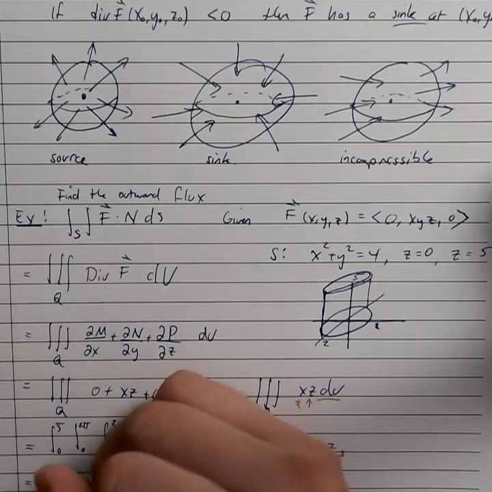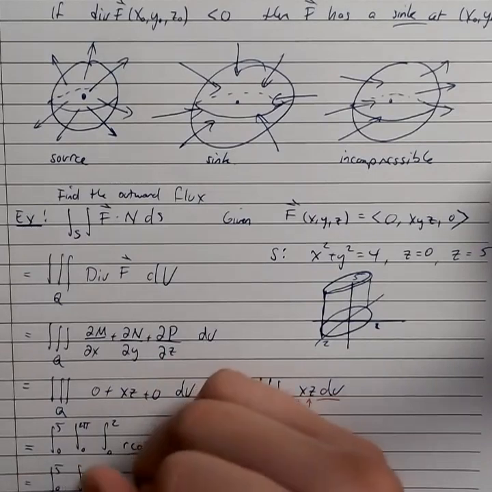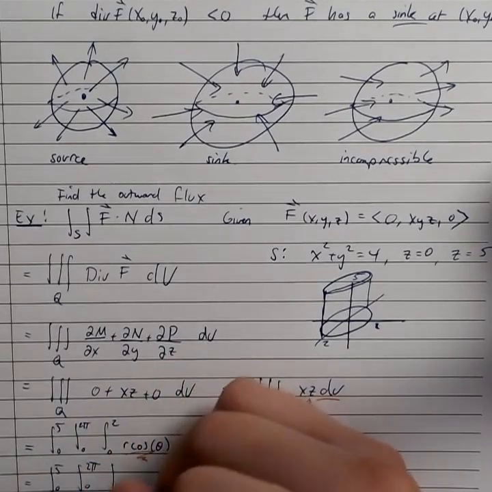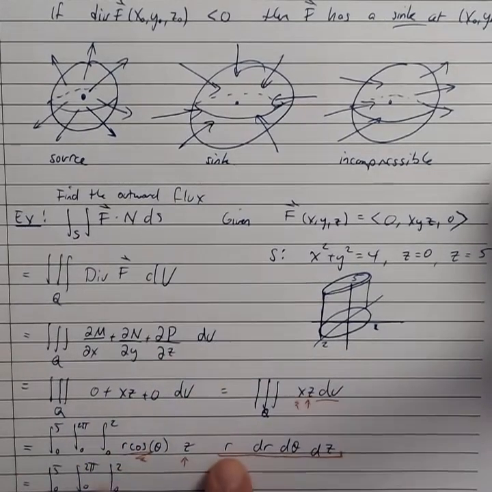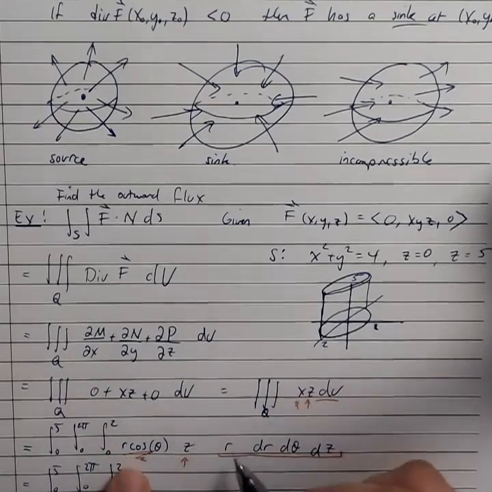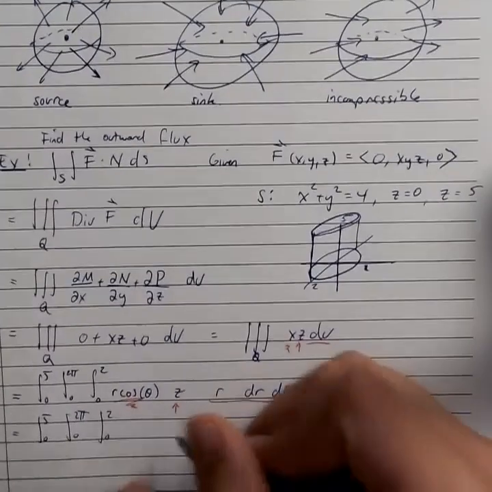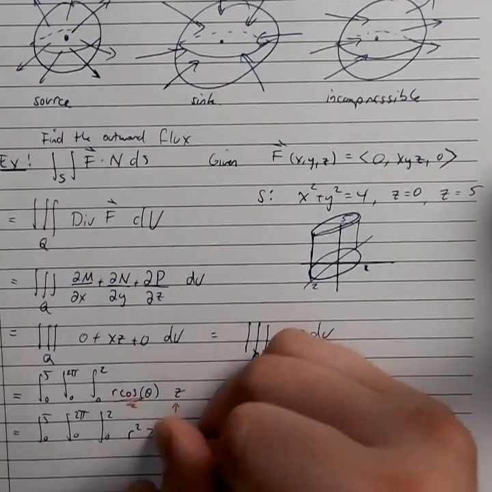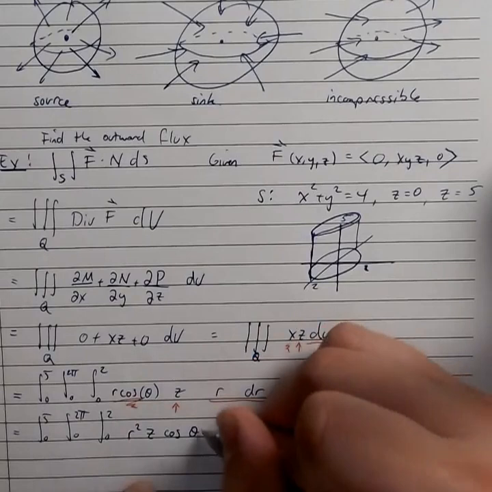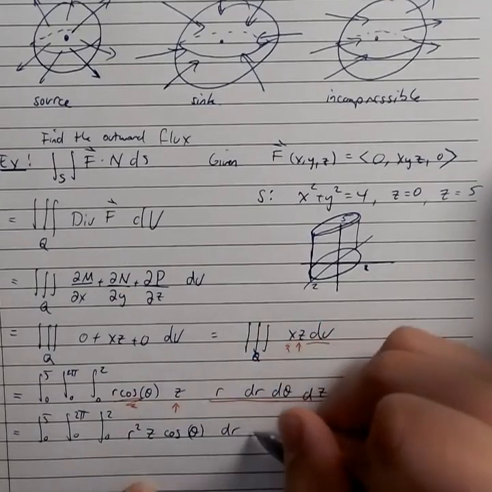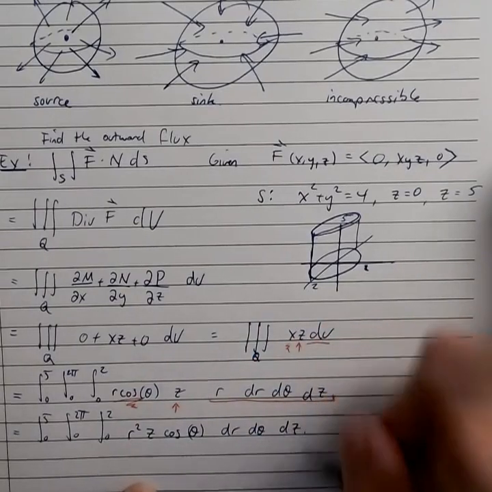So here that's going to be the integral from 0 to 5, of the integral from 0 to 2π, of the integral from 0 to 2, of r times z times cosine of theta times another r. Okay, so we can write that as r squared z cosine of theta dr dθ dz. Right?